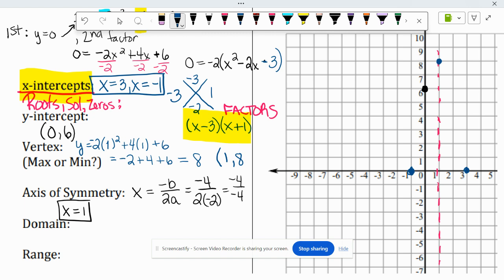How many points do you need for a parabola? 5. How am I going to get another point? It has to be the same distance away from the axis of symmetry. Awesome job. So how far is my y-intercept from the axis? 1 grid. So can't I go 1 grid in the opposite direction? And now I have that symmetrical, beautiful parabola, and I can connect all of my points.